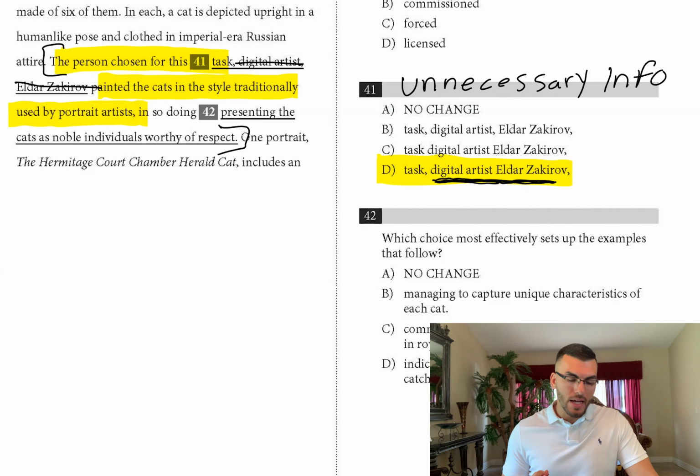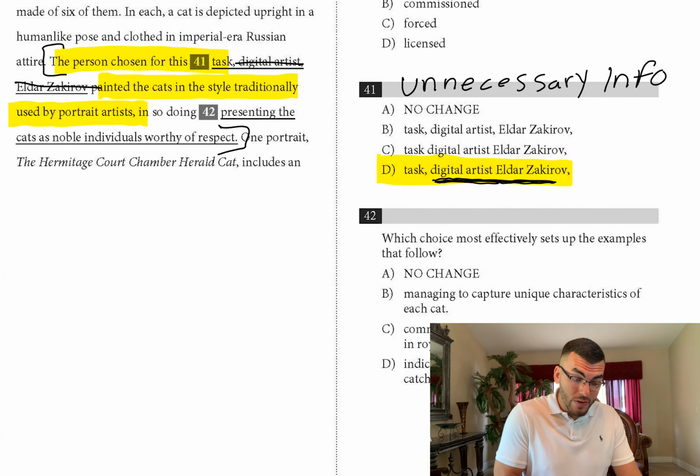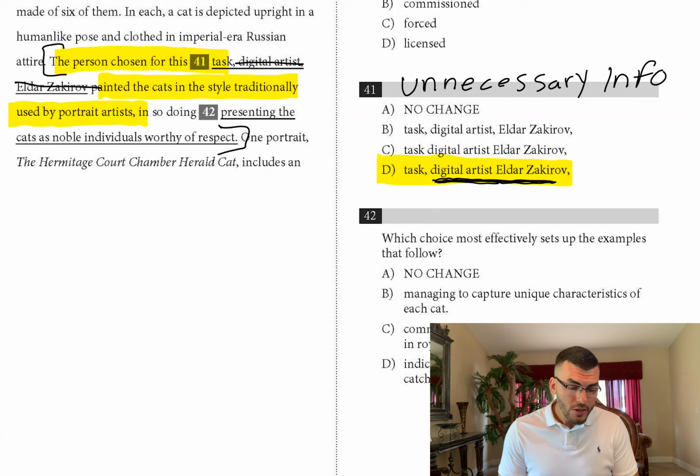Digital artist Eldar Z, the person chosen for the task, that's unnecessary information. That's not relevant to the main idea of the sentence, which is that the person chosen for this task painted the cats in a certain way, in a style traditionally used by other artists. So that makes it unnecessary because I reread the sentence without that information and it still made sense. So choice D is the correct answer for that reason. Let's move on to practice test number 7 and look at questions number 13 and 27.